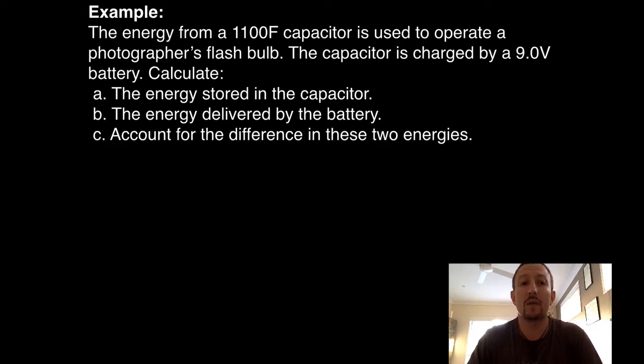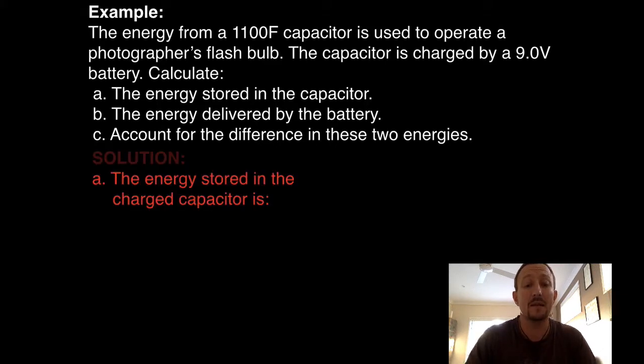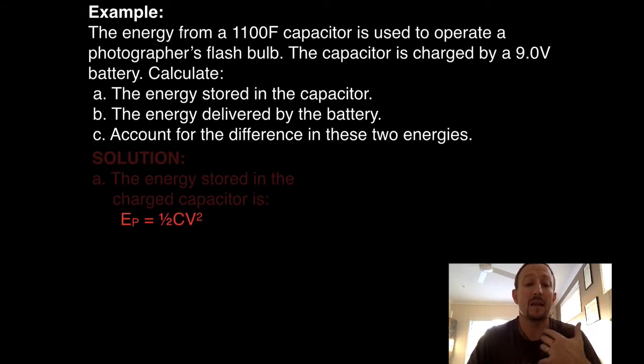We've got the energy from a 1100 farad capacitor used to operate a photographer's flash bulb. The capacitor is charged by a 9-volt battery, and we're going to calculate the energy stored in the capacitor, the energy delivered by the battery, and account for the difference in these two energies. Okay, so first off, we're going to look at the energy stored in the capacitor. Well, this is basically going to be the energy equals a half capacitance times V squared. So it's CV squared over 2, which was one of the formulae that we had in the previous slide.